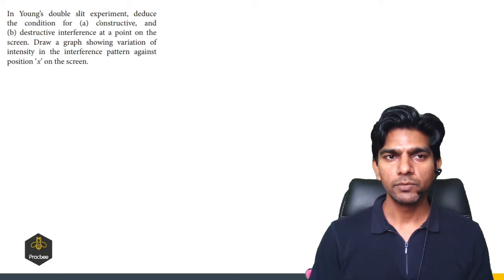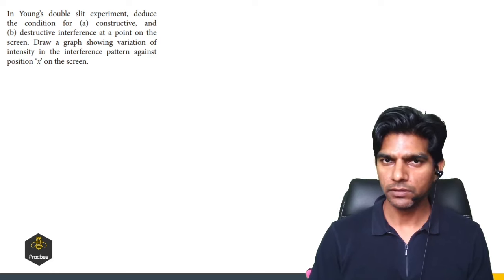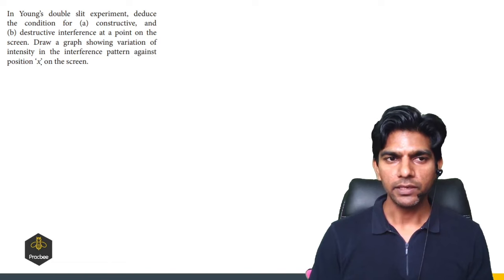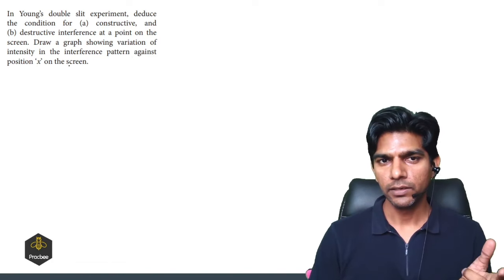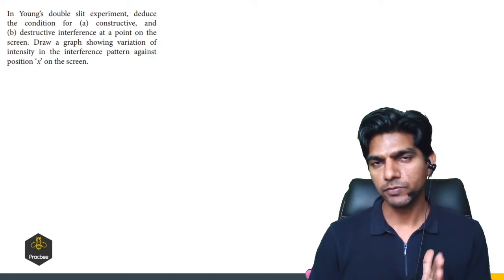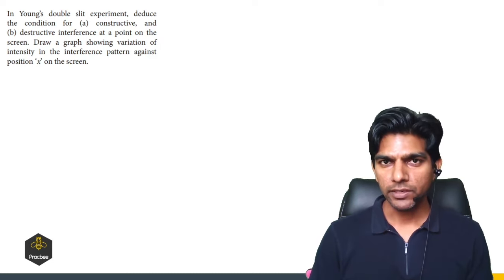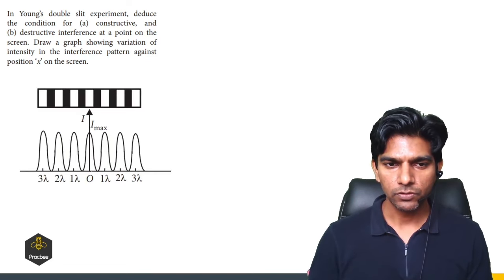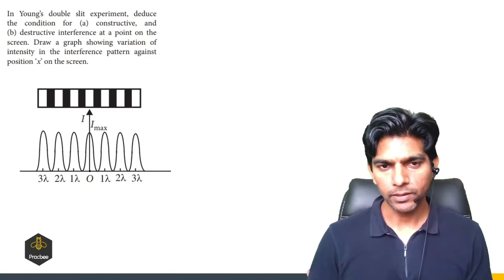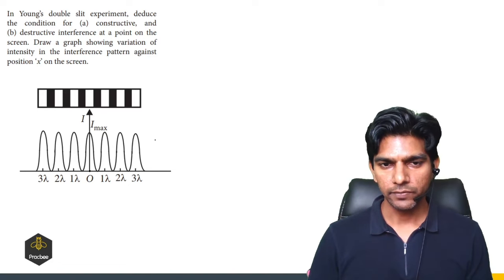In Young's double slit experiment, deduce the condition for constructive and destructive interference at a point on the screen. We've already done the derivation. Draw a graph showing the variation of intensity in the interference pattern against the position x on the screen. So basically the central maxima will be the origin, and the upward direction we are taking as positive x. If we plot the intensity, it will look like this. So O is the central maxima, and all the maxima, or all the bright fringes, have equal intensity and all are equispaced, so that we should remember.